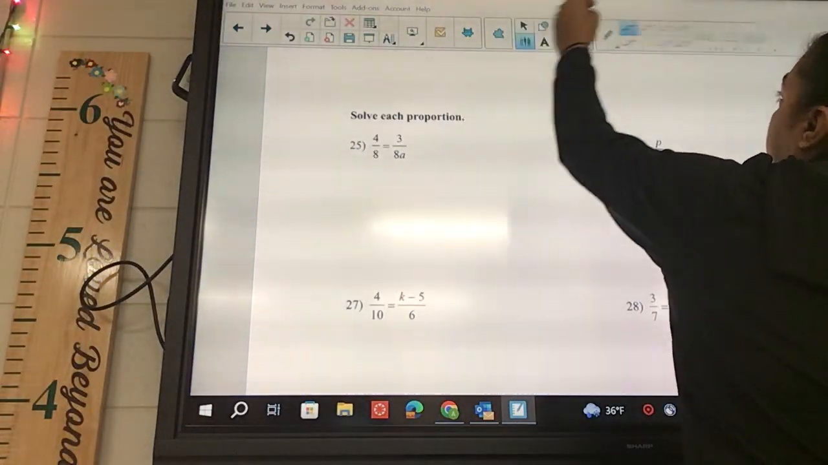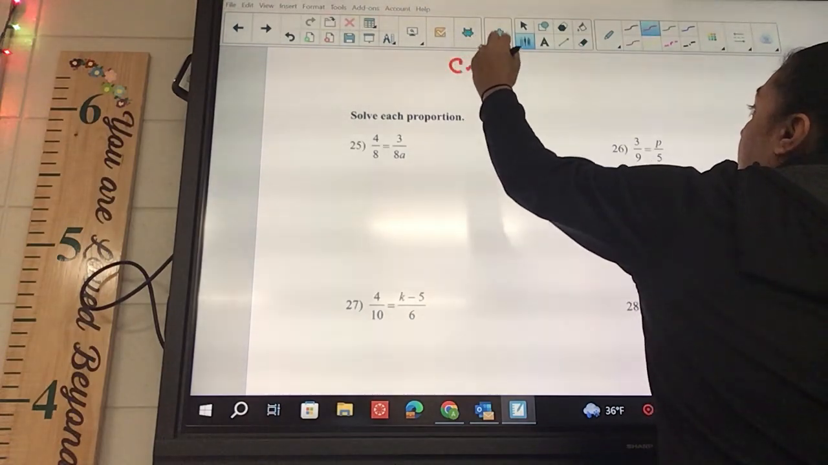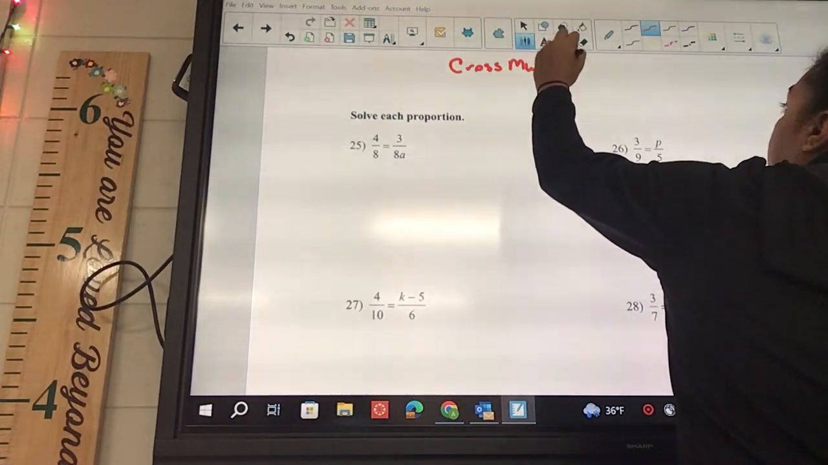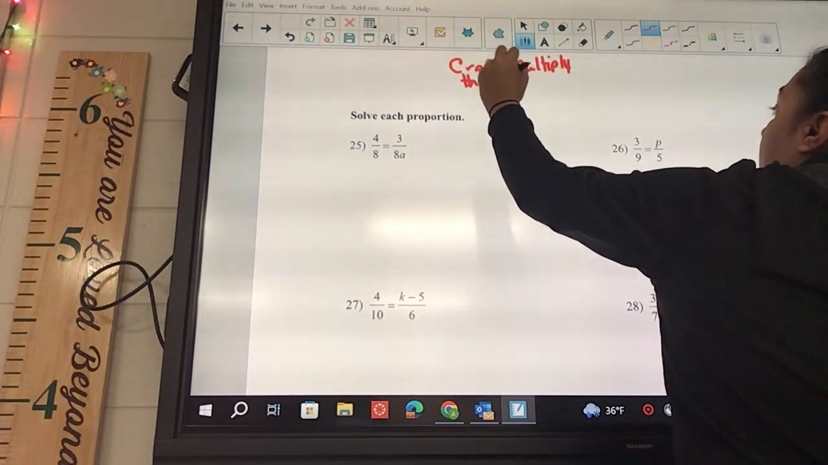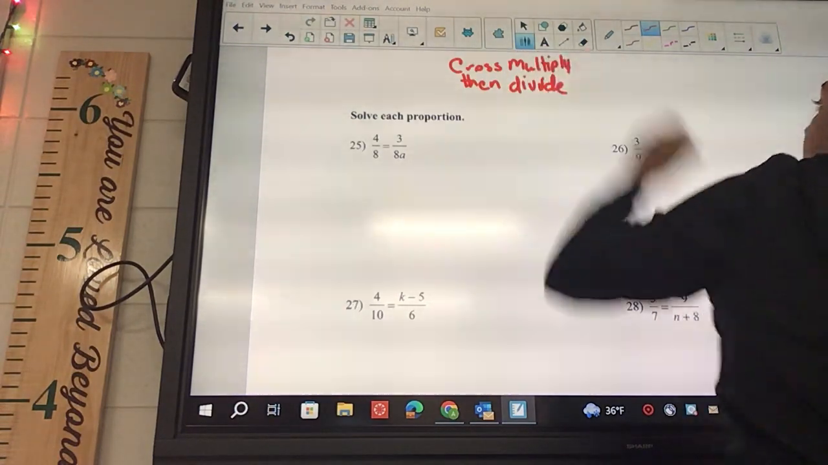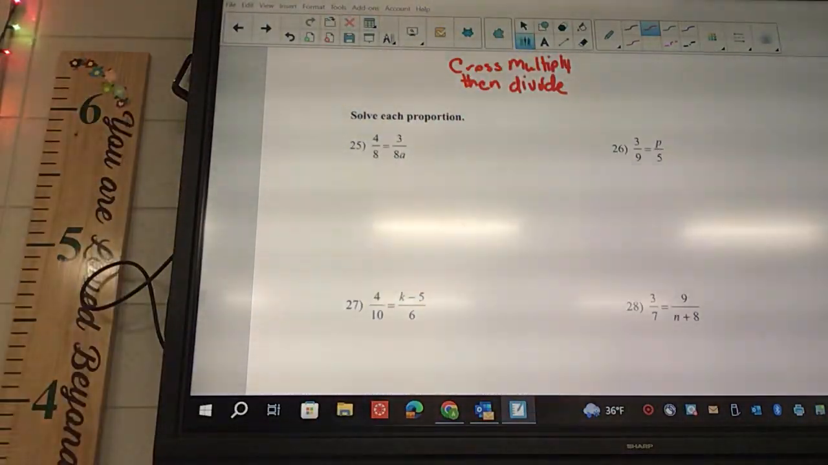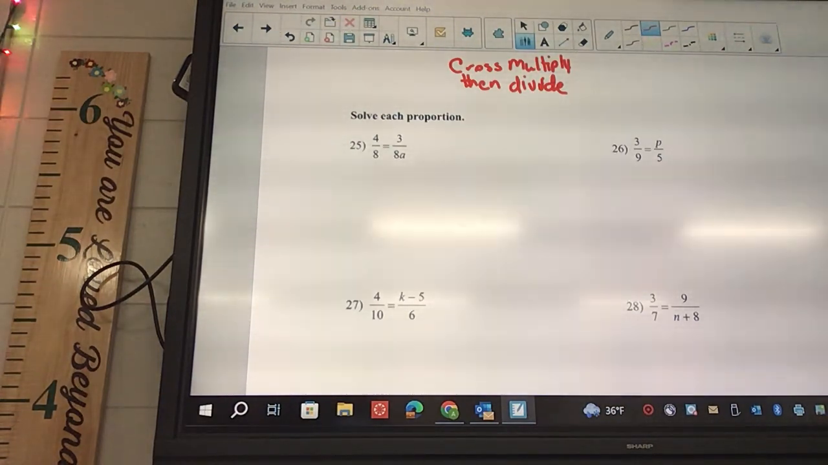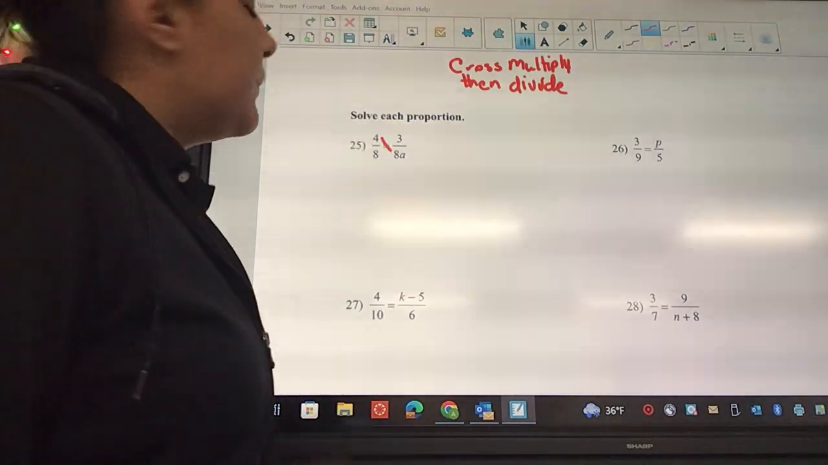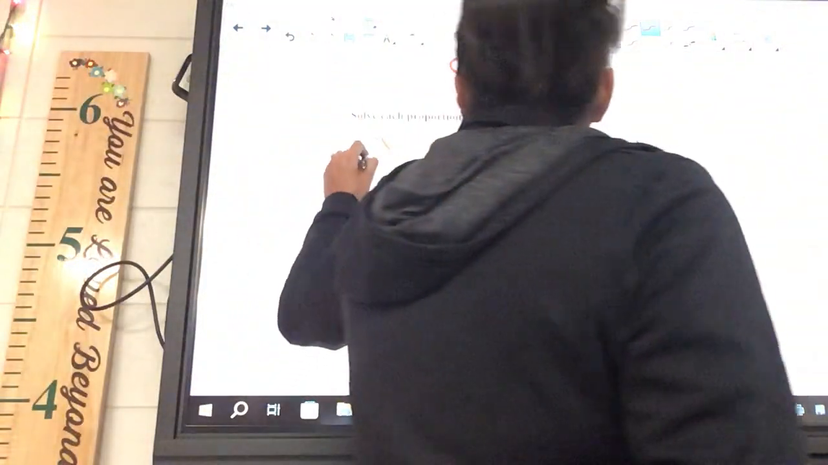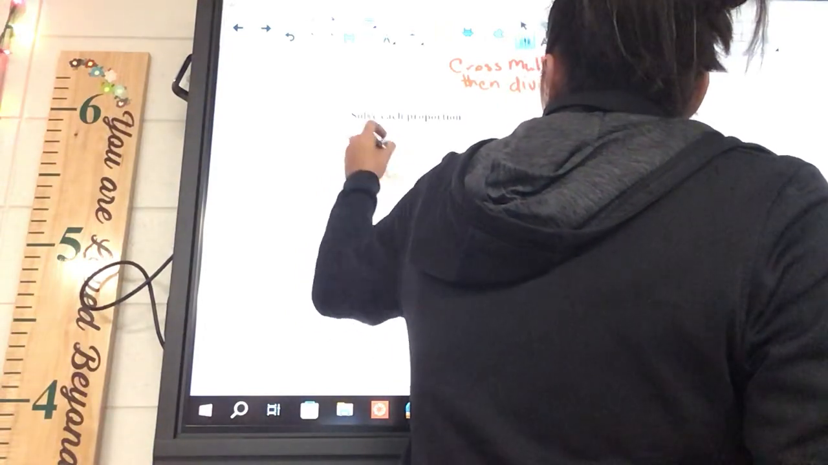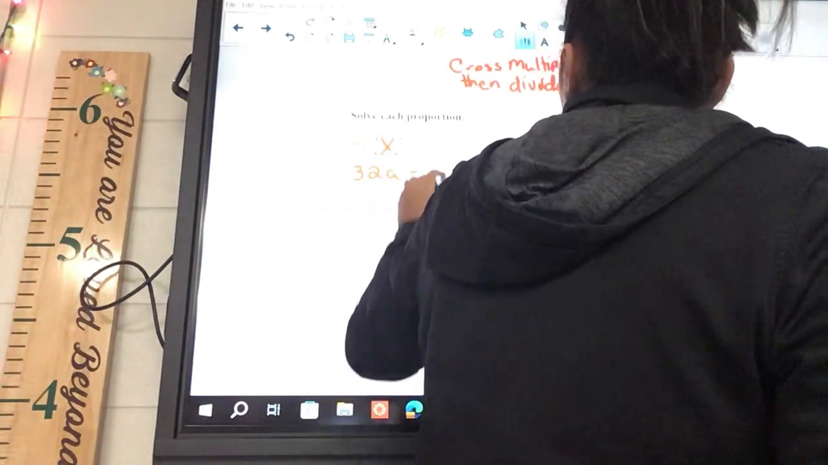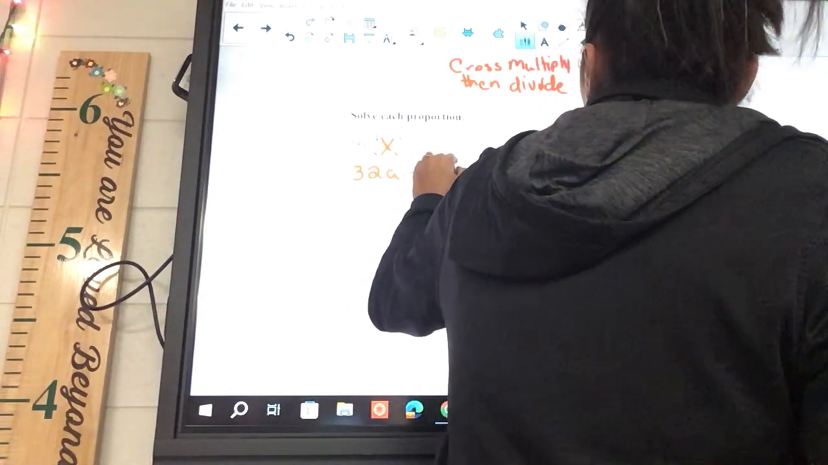Okay, for numbers 25 through 28, okay, this is going to be cross multiply, then divide. I remember doing this in like. Yeah, and you did a little butterfly or whatever. Okay, he said that. So 4 times 8. It's gonna be 32a. And then we're gonna do the other one. 8 times 3. What's 8 times 3? 24.